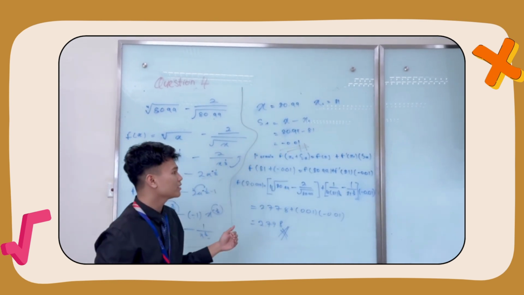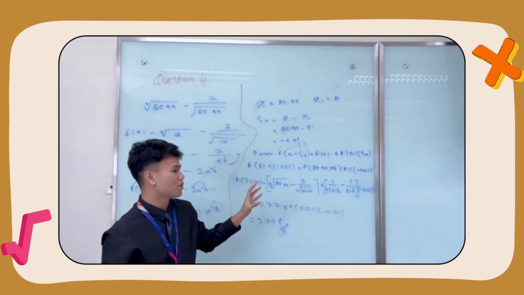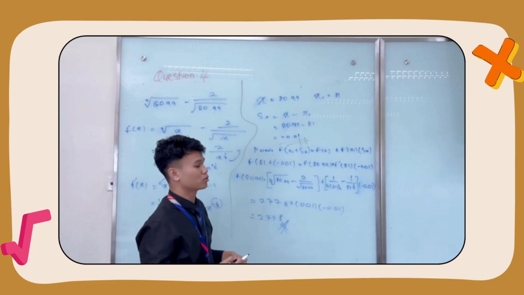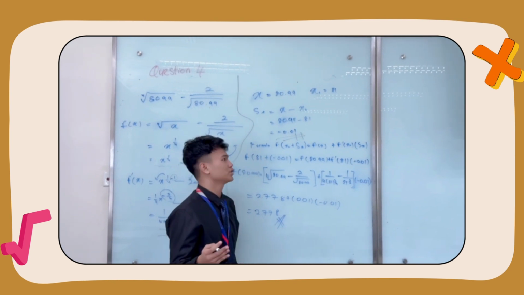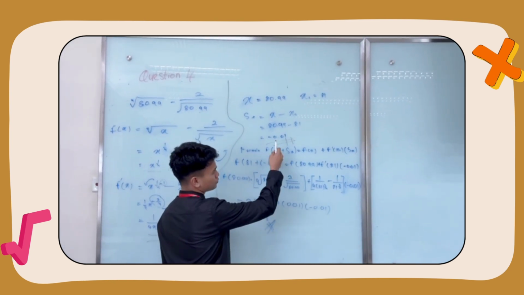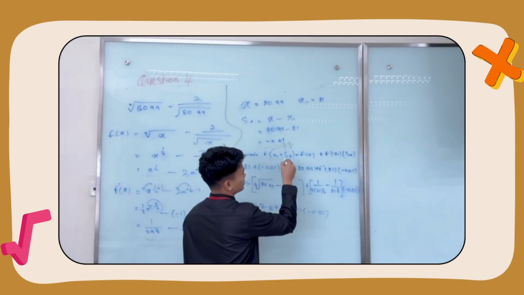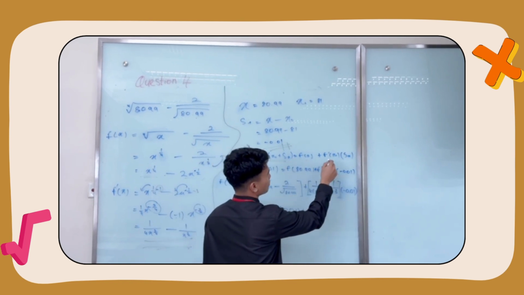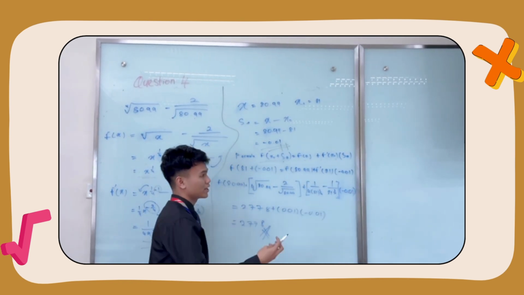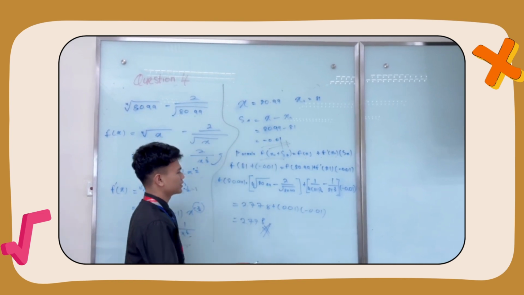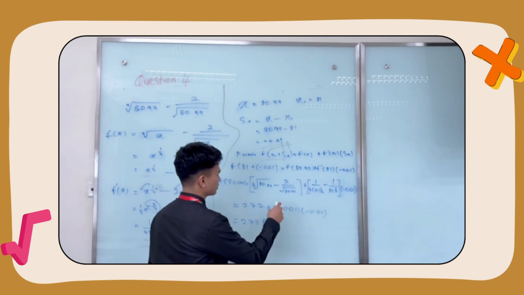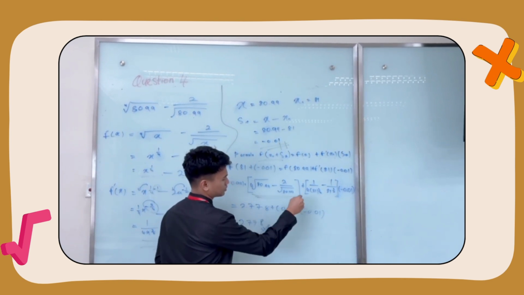Okay. After that, we have already found all of the equations. We need to fill them into the formula. So the formula for this equation is like this: f(x) equals f(x naught) plus f prime x naught times delta x. So after that, we fill in all the information that we got. Okay, it's going to be like this.